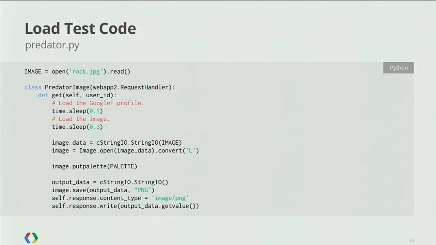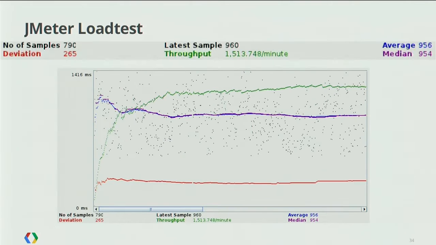I don't want to actually do URL fetching in my load test because the performance is too variable. Downloading stuff from the internet takes a variable amount of time. So I've cleverly replaced the downloading with sleep statements. I sleep 100 milliseconds to simulate loading the Google Plus profile, and another 300 milliseconds to simulate loading the image. And I put a picture of a rock in the application directory, and that's the one I transform. So I upload this application, and then I use a tool called JMeter.